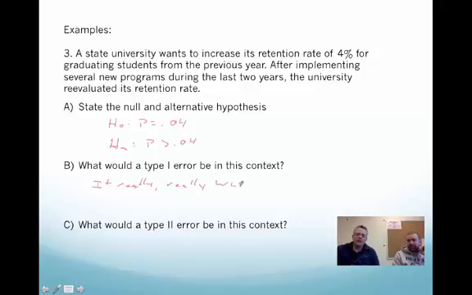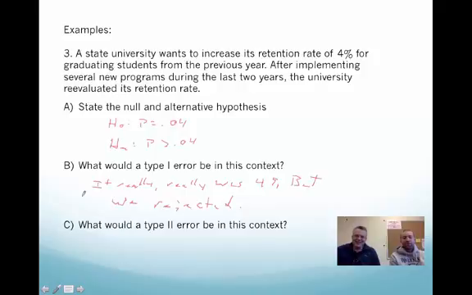it was 4%, and we rejected it. So basically what the university would say is their new programs are working when in reality they're not. So they're going to spend extra money keeping stuff that's not working. That's where the real world implications of this would be.